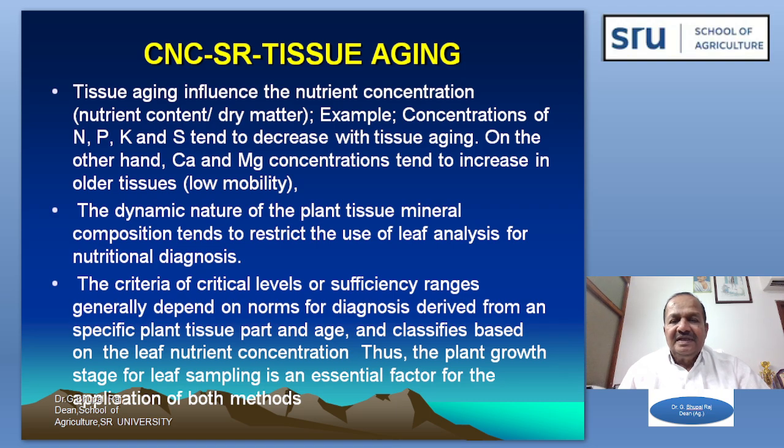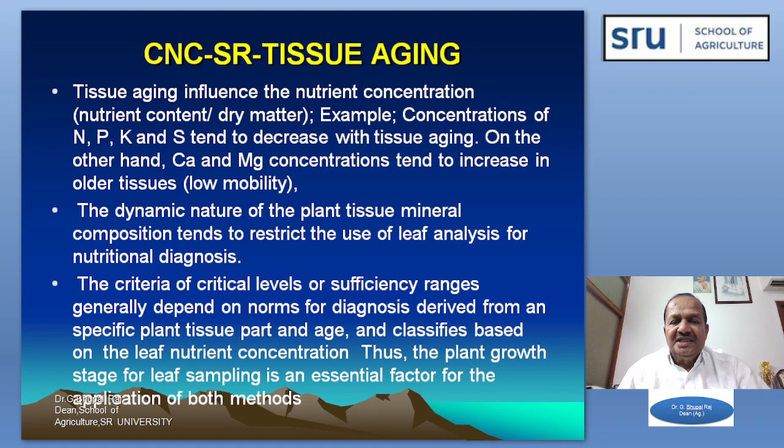Above the critical level, there will not be any deficiency seen. And sufficiency range means it ranges from, for example, 2 to 5, 5 to 7, like that. It is a range. Within that range, no deficiency symptoms are seen. Below that range, the symptoms are seen. So, the critical nutrient concentration and sufficiency range tissue analysis methods were there earlier.